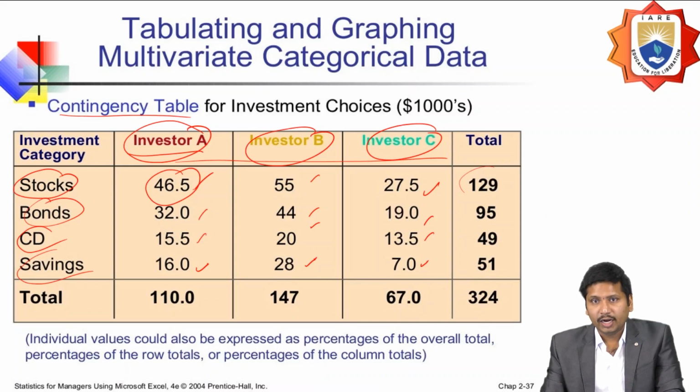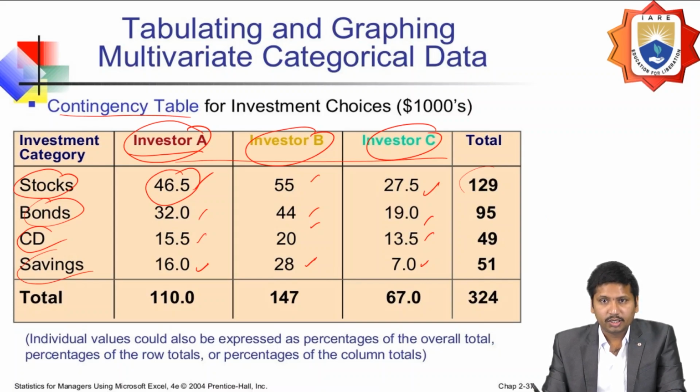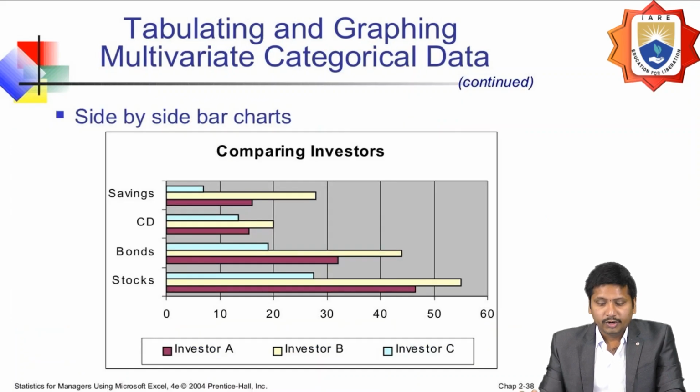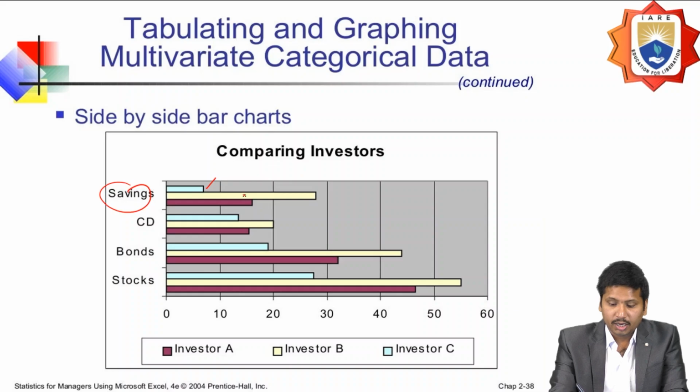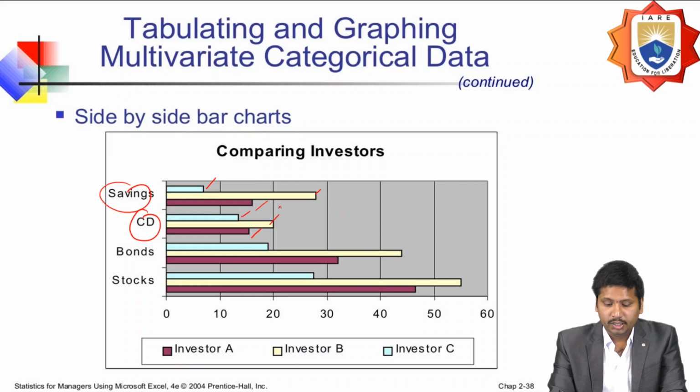Individual values can also be expressed as a percentage of the overall total, a percentage of the row total, or a percentage of the column total. For this multivariate categorical data, I'm going to represent it with a bar diagram, a horizontal one. For the single variable, the bars should be investor A, B, and then C. Similarly for the current deposit variable, investor A, investor B, and investor C.